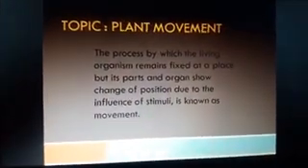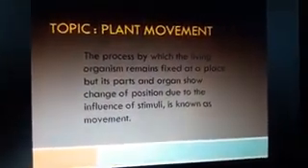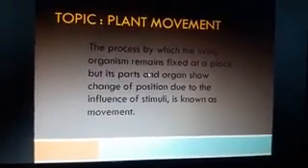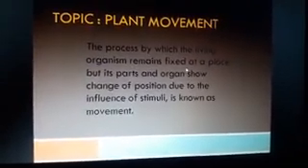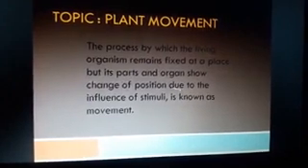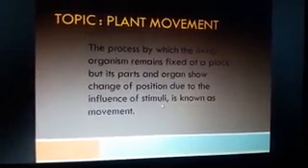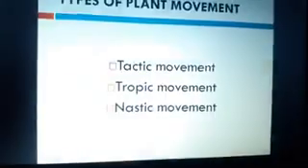So, when the part or organ of an organism changes its position or direction in response to stimuli, it is termed as movement. But when an organism changes its position from one place to another, it is termed as locomotion. So now let's have a look at the definition of plant movement. The process by which the living organism remains fixed at a place but its parts and organs show change of positions due to the influence of stimuli is known as movement.